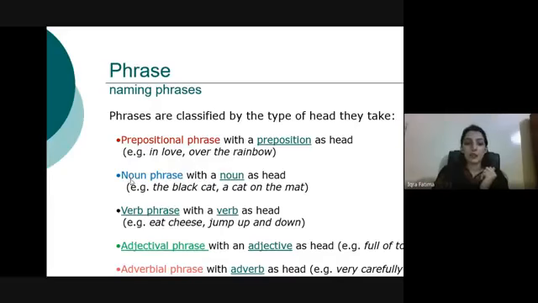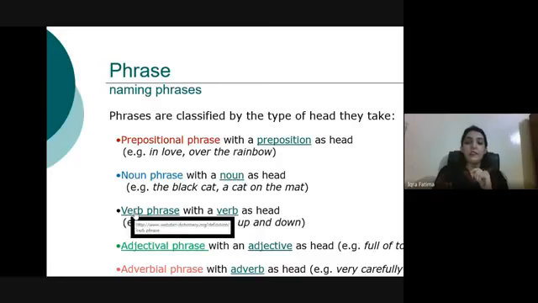Second type of the phrase, noun phrase. Why do we call it noun phrase? Because the head of the phrase is a noun. The black cat, a cat on the mat. Okay, so what? A black cat. Who? A black cat. Who? A cat on the mat. Okay, so the head of this phrase is cat. Cat. So this type of phrase is noun phrase.